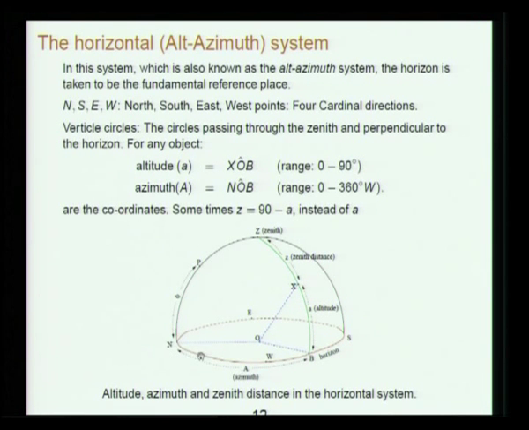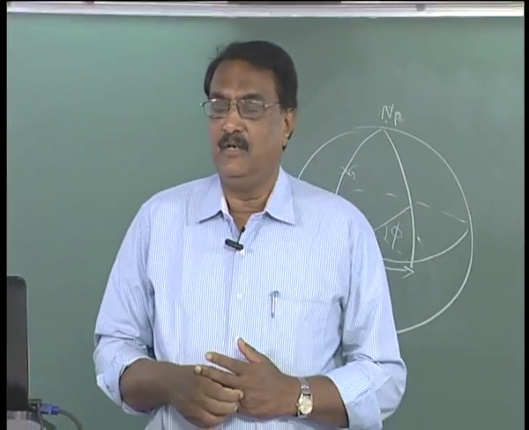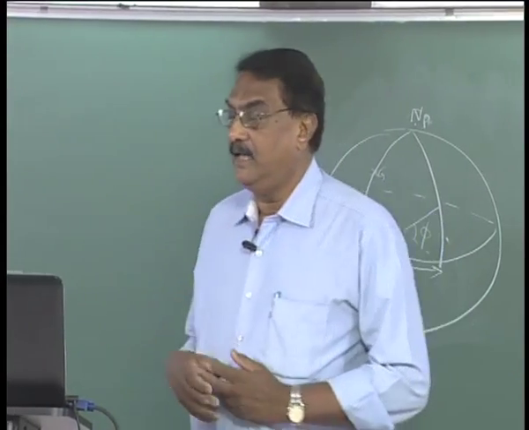And suppose you take some point, northern point let us say, then north to this point, you draw the great circle passing through the object and the zenith, so that is called a vertical circle. The angle where it intersects the horizon at point B, this horizontal angle, is called azimuth. Even now in physics it is used, but earlier it was used for astronomy.